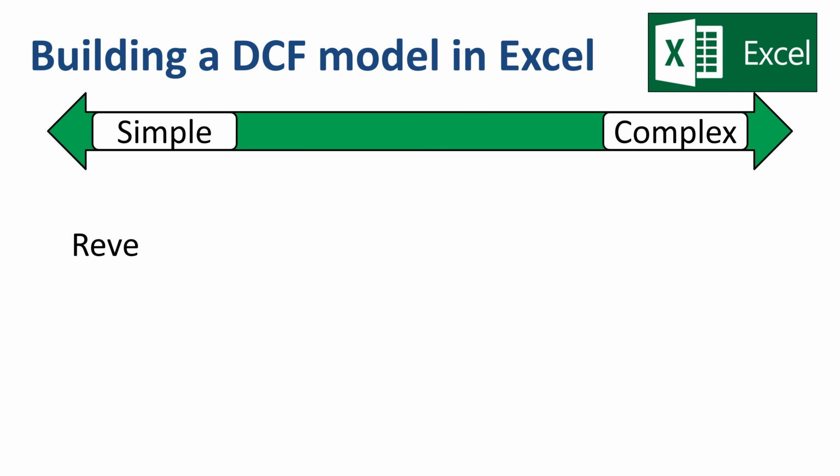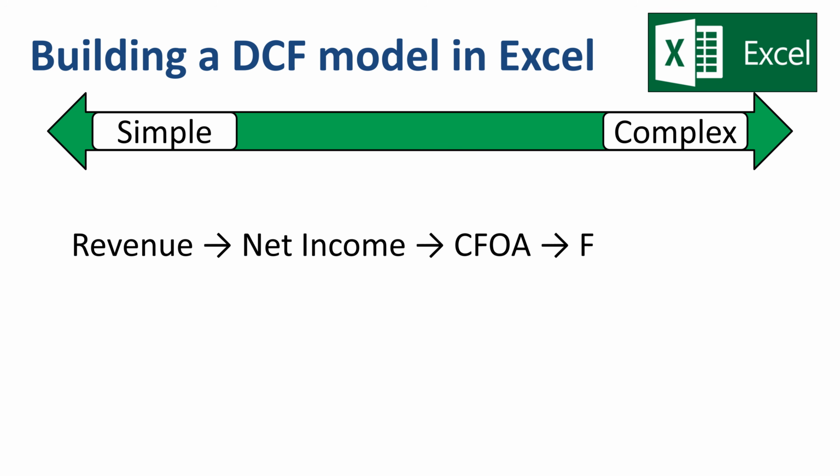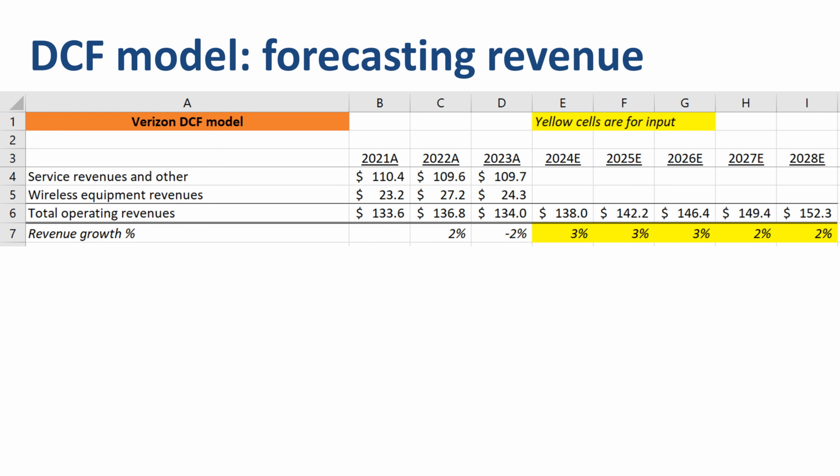We will work through the DCF model in the same way as we did with the historical actuals, from revenue to net income, from net income to cash from operating activities, and from CFOA to free cash flow. For the forecast columns, the year is indicated with an E for estimate. Throughout the file, all input cells are marked in yellow. The other cells are calculated values.